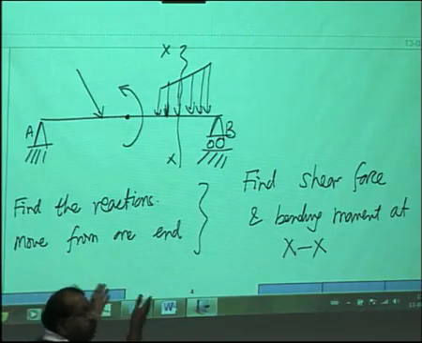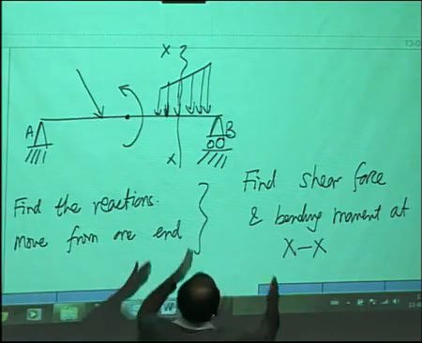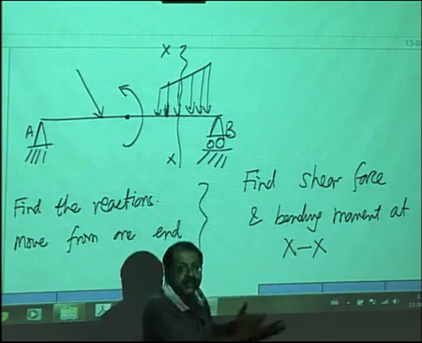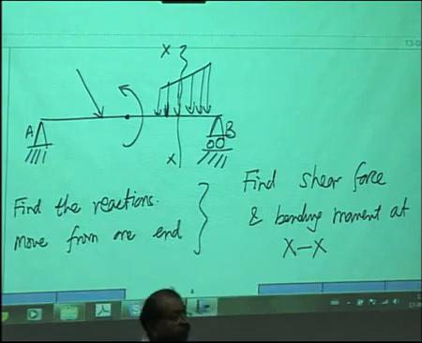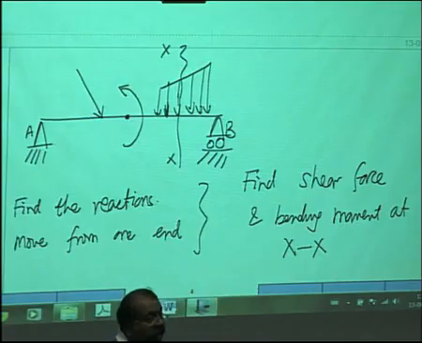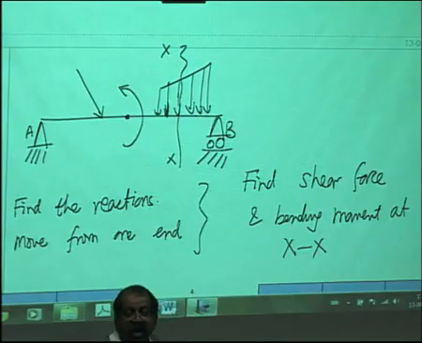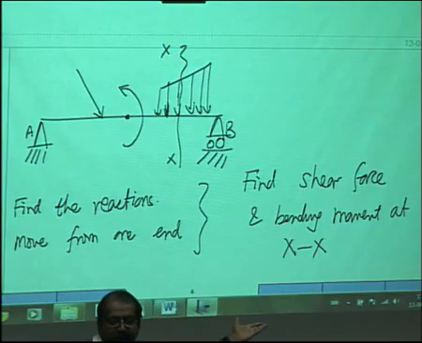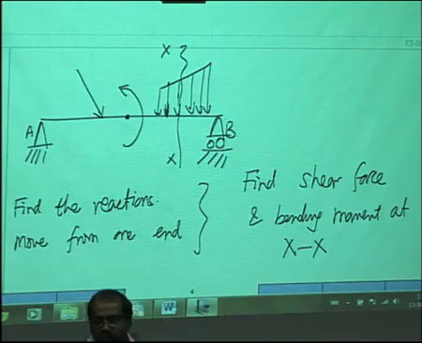But now you will have to keep the sign convention in mind. Suppose you are cutting a section from the right side, then you will show the unknown shear force positive as V, and a clockwise moment as M, and then if your answer is minus, the answer will be minus. So that is how you find shear force and bending moment at a section.